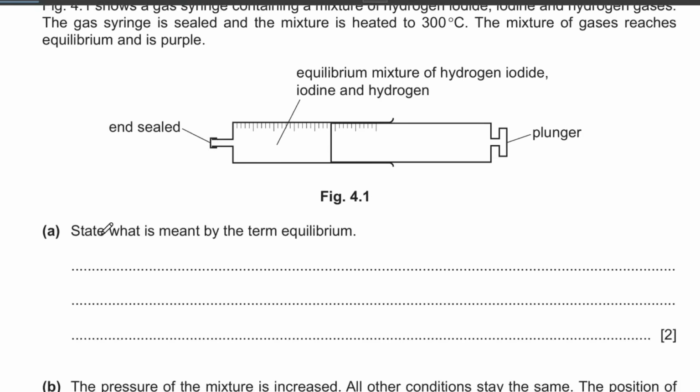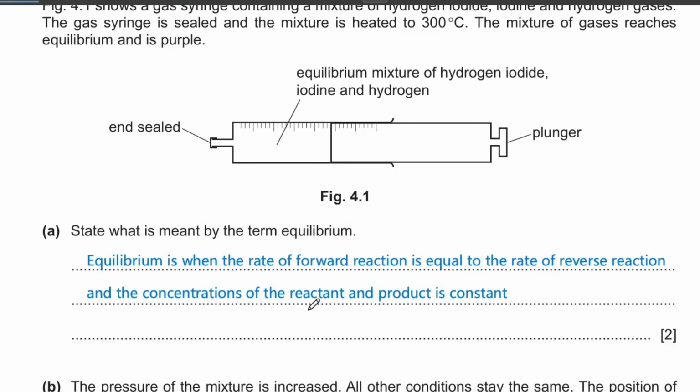Question A. State what is meant by the term equilibrium. So equilibrium is when the rate of forward reaction is equal to the rate of reverse reaction and the concentrations of the reactant and the product are constant. Please, you must mention the second point. It's a 2-mark question. Students usually lose 1 mark here because of the last statement. So you must add that the concentration of the reactant and the product is constant. Don't stop at the rate of reverse reaction.